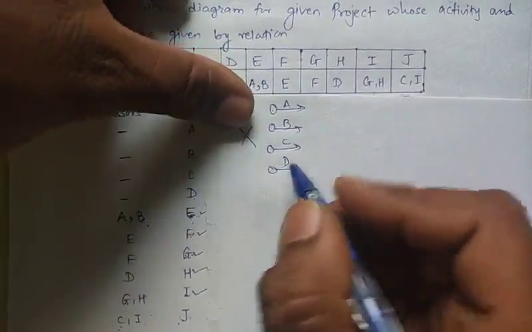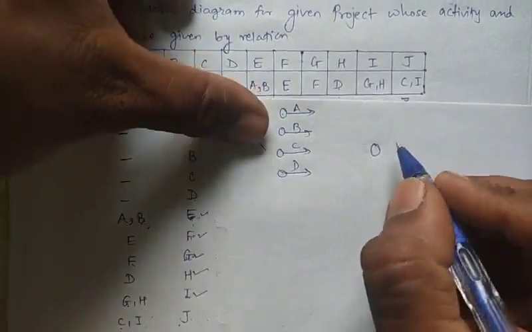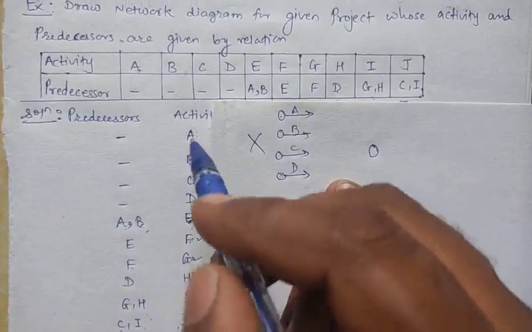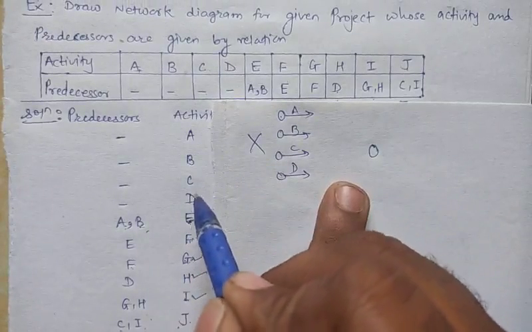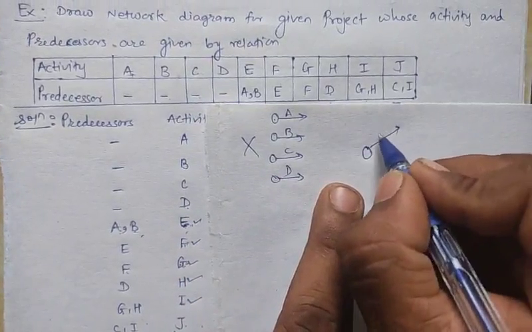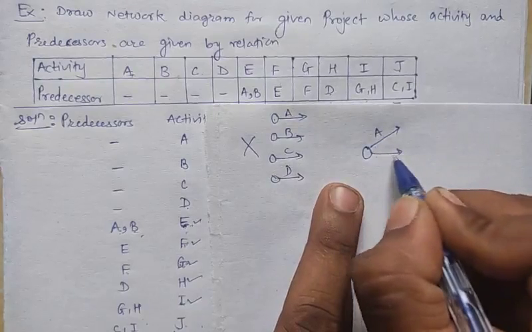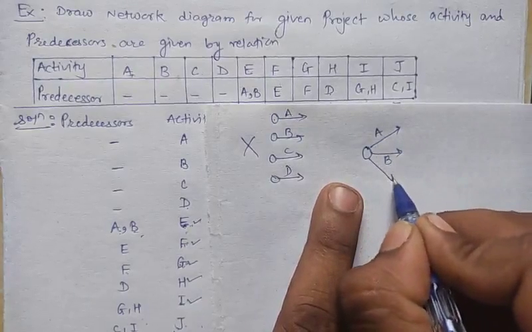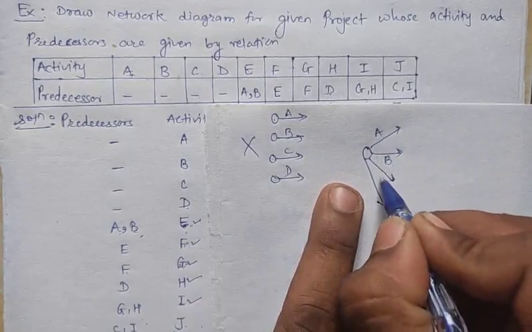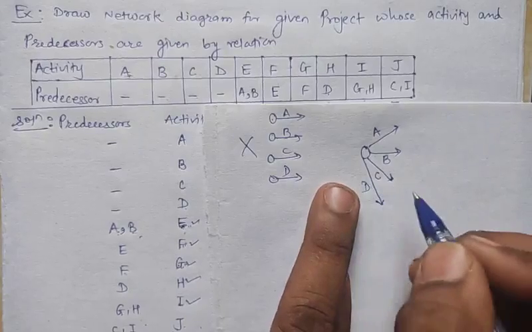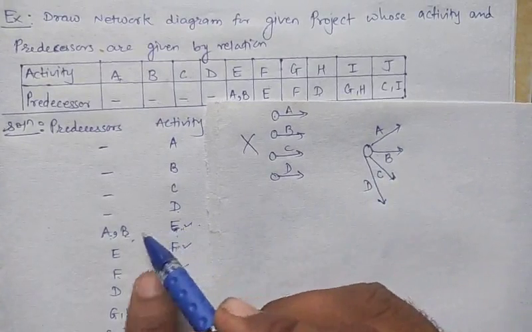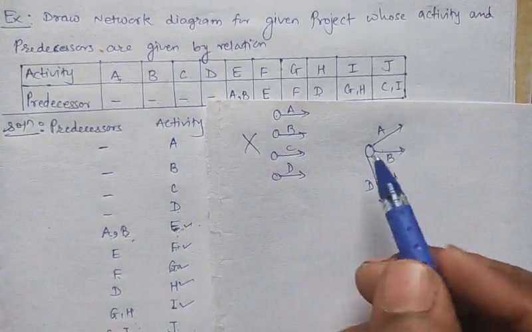So we draw its rough diagram like this. This is the first, single event. From that single event we have the four activities A, B, C and D. So we draw like this. This is the first event, A, second event, this is B, this is the next event. Suppose this is the C event and this is the D event. Okay, so we complete it. We want to find out its network diagram.